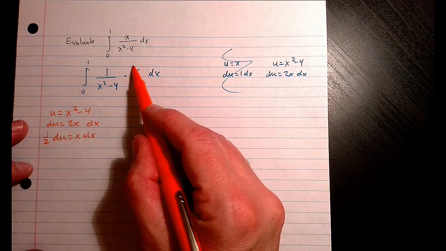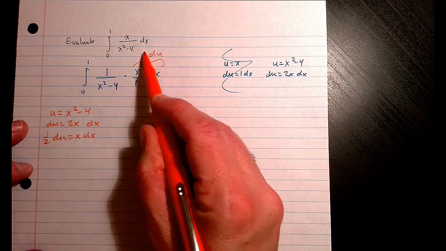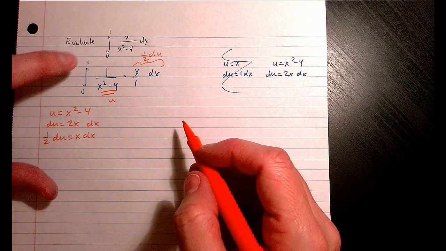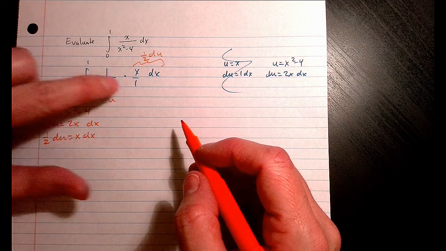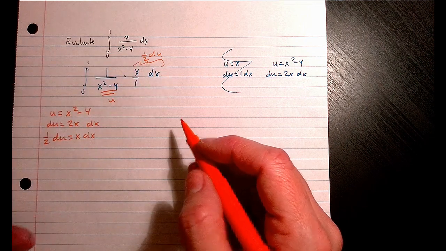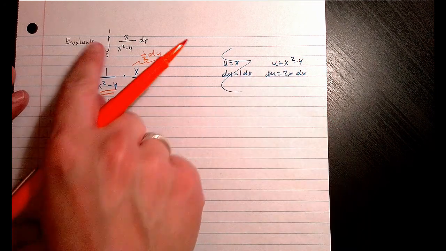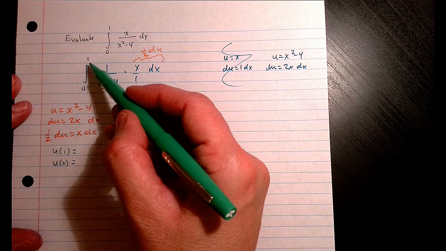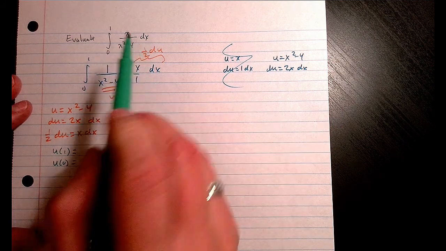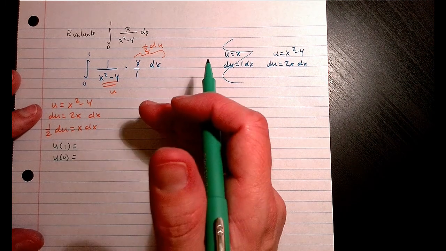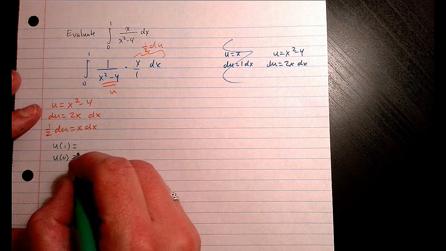So this right here is going to be my 1/2 du. This piece is u. So it's going to be 1 over u times my half du. And we'll just move the half out to the front. But remember, this is a definite integral, so we must change the bounds. So take the existing bounds for the function in terms of x and evaluate them in u, because we want to figure out what those bounds mean in terms of u.